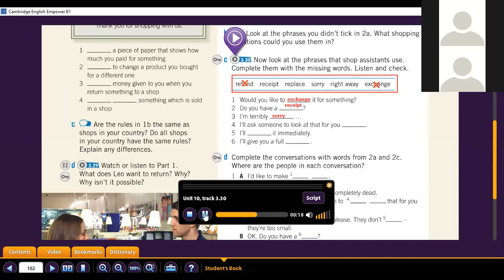4. I'll ask someone to look at that for you right away. Right away. That's right. So I'll ask someone to look at that for you right away. Este right away significa en este instante, en este momento. Sí, algo que vamos a hacer ya mismo. So let's follow with number 5. 5. I'll replace it immediately. Replace. I replace it immediately.